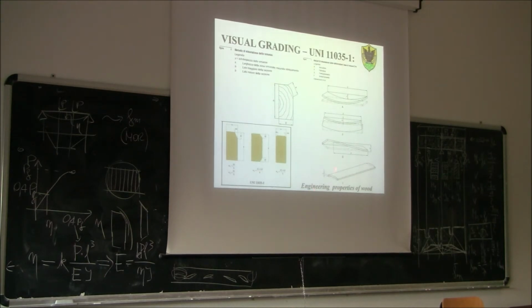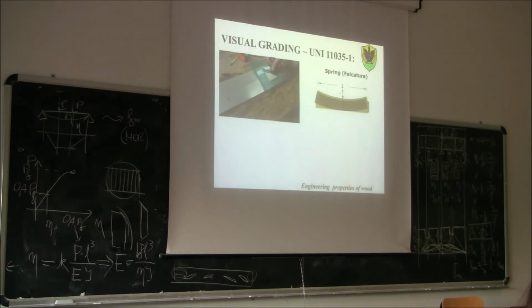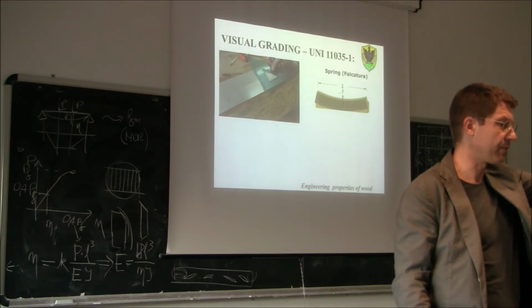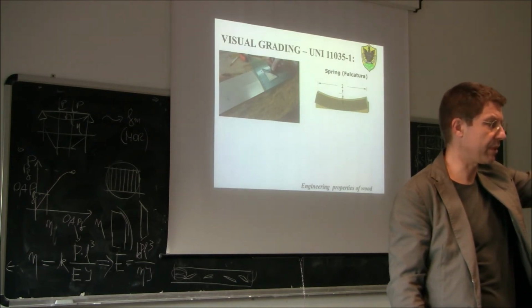In order to reduce this difference. So this is the way you measure, for example, a spring, which is called in Italian tagliatura. This one was horizontal. Initially, this was a rectangular cross section. Then we let it dry. This is the result.